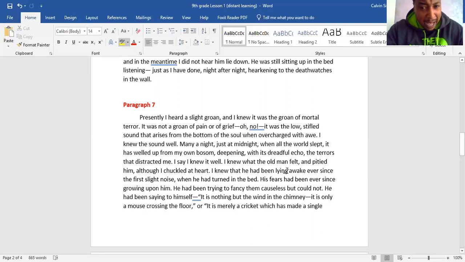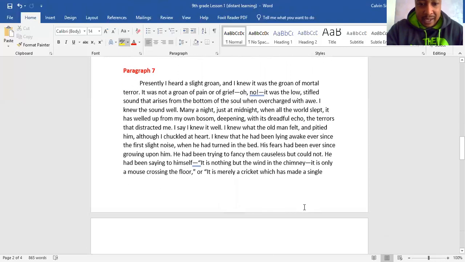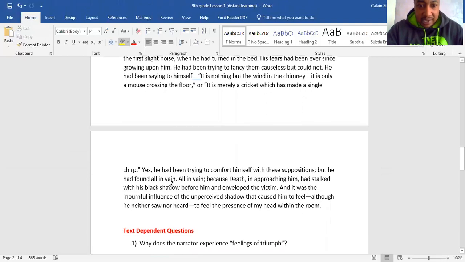"I knew that he had been lying awake ever since the first slight noise when he had turned in the bed. His fears had been ever since growing upon him. He had been trying to fancy them causeless, but could not. He had been saying to himself, 'It is nothing but the wind in the chimney. It is only a mouse crossing the floor,' or 'it is merely a cricket which has made a single chirp.' Yes, he had been trying to comfort himself with these suppositions, but he had found all in vain."